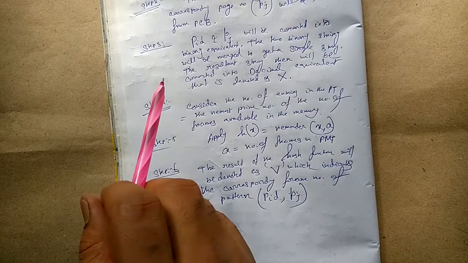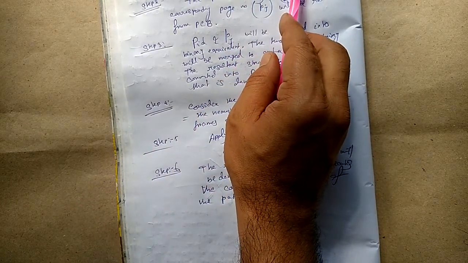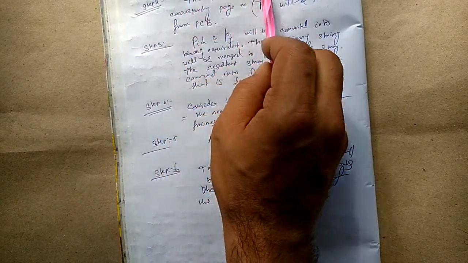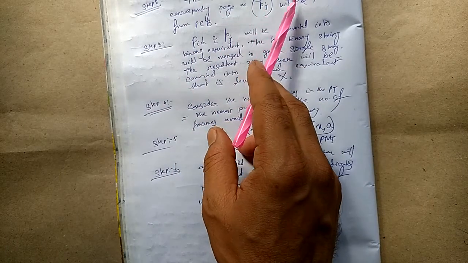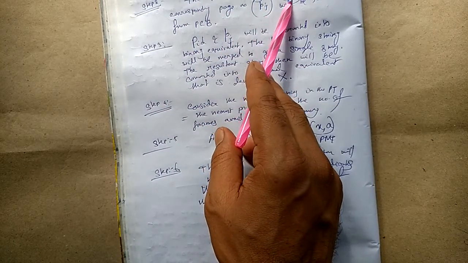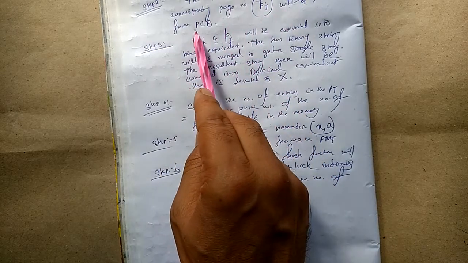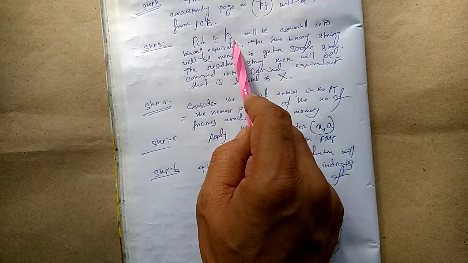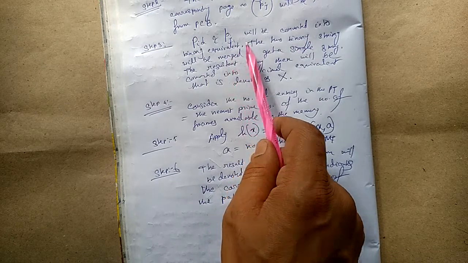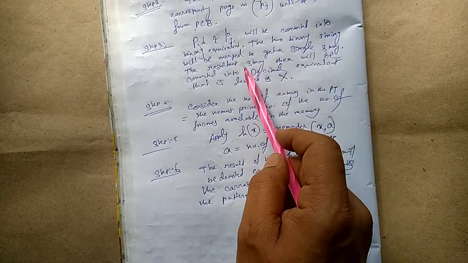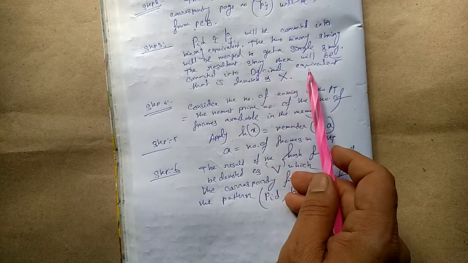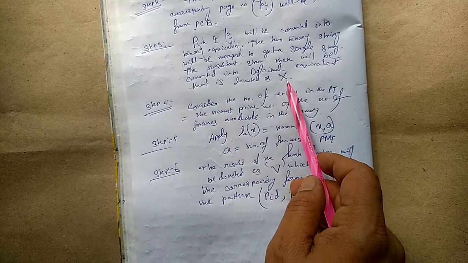So first the CPU generated the logical address, which is converted into binary. From that binary number, the first step was to compute the page number. Then we find the process identification number, the PID, from the process control block. Then PID and Pj will be converted into binary. Then these two binary strings will be merged to get a single string. The resultant string will be converted into decimal to get the value X.